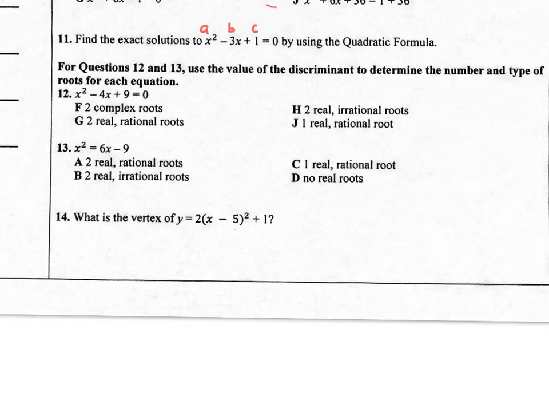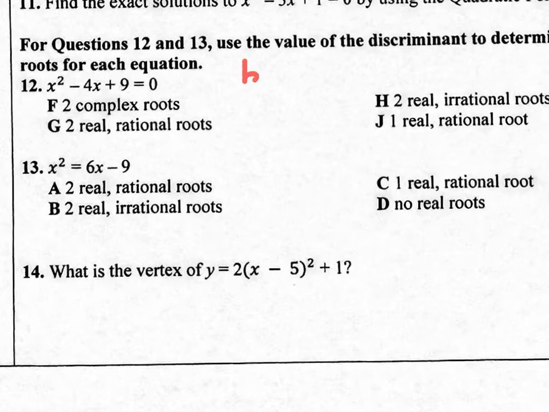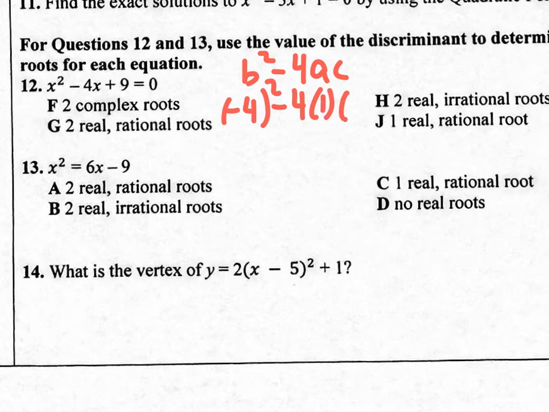On numbers 12 and 13, I give you two quadratic equations, and I ask you to use the discriminant to determine the number and type of roots of each equation. So let's use a discriminant. The discriminant is the value inside the square root, okay? So I'm really asking you to look at b squared minus 4ac. And if you do b squared, that's negative 4 squared minus 4 times 1 times 9. So that's really going to be 16 minus 36.